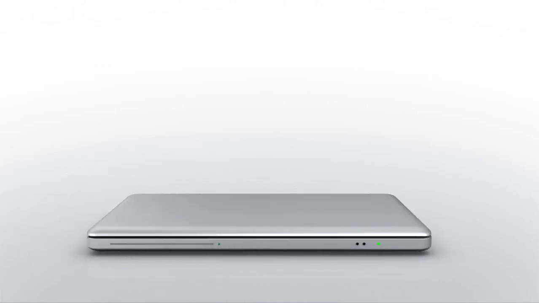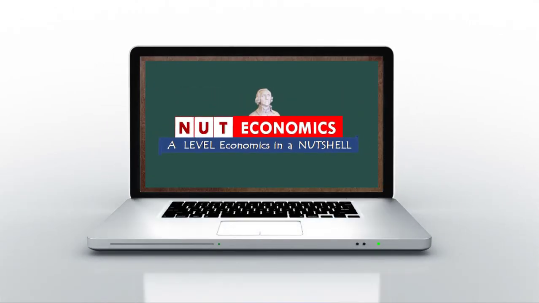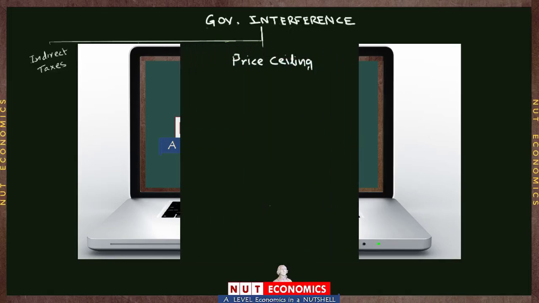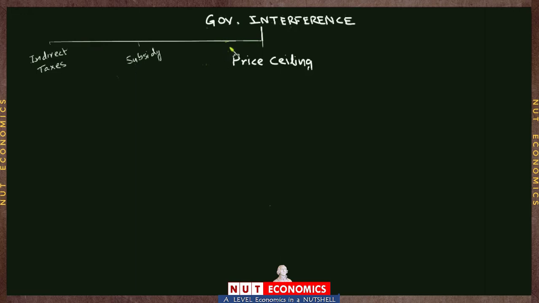We now introduce a new concept which is known as price ceiling. Now these price ceilings, remember, in addition to indirect taxes and subsidies, are the third method or third tool with which the government can interfere in the products market. So we are still continuing on the theme of government interference in the microeconomy.